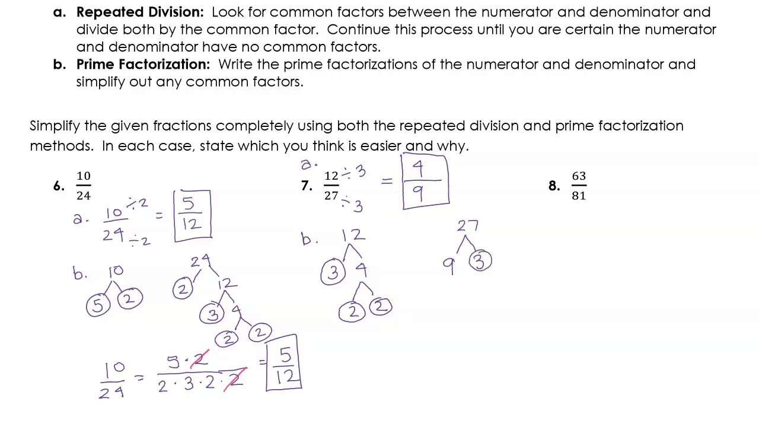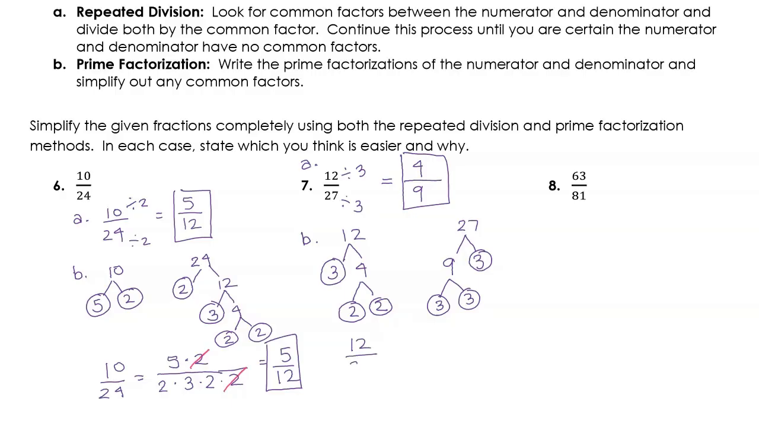Well, 3 is a prime number, but 9 isn't. But 9 is the product of 3 times 3, and both of those are prime numbers. All right, let's rewrite our fraction in terms of the prime factors.